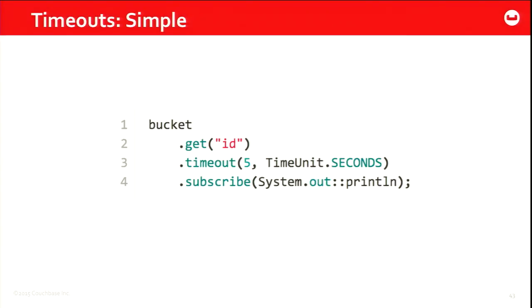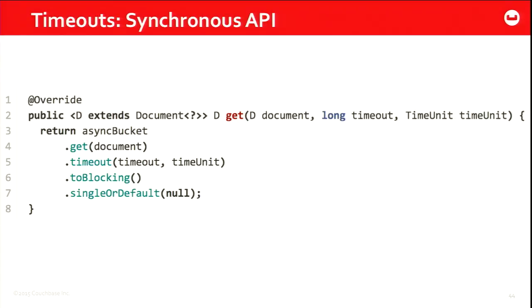So, for example, here we are applying the timeout operator. You've seen it before, especially if you are using our Synchronous API. This is actual code from the Synchronous wrapper. All we do is the asynchronous get call, we apply a timeout, then we call toBlocking to transform it from asynchronous into synchronous, and then we return the value.